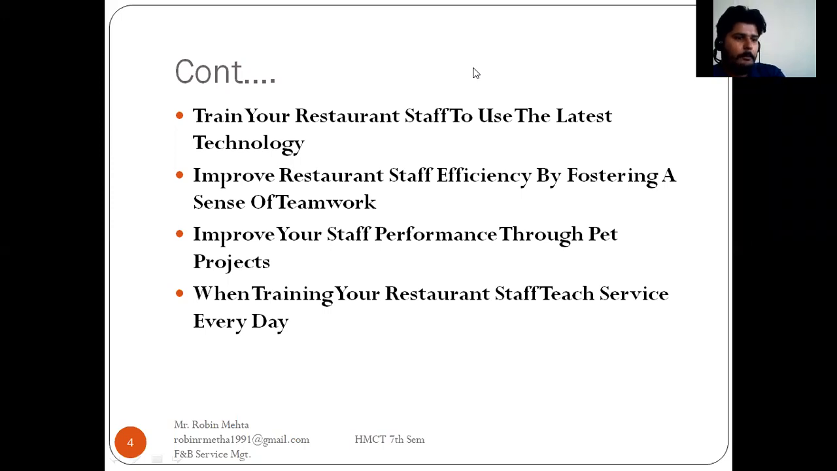Okay, next point: improve restaurant staff efficiency by fostering a sense of teamwork. If we talk about efficiency, efficiency always comes after teamwork, after the adaptability things.